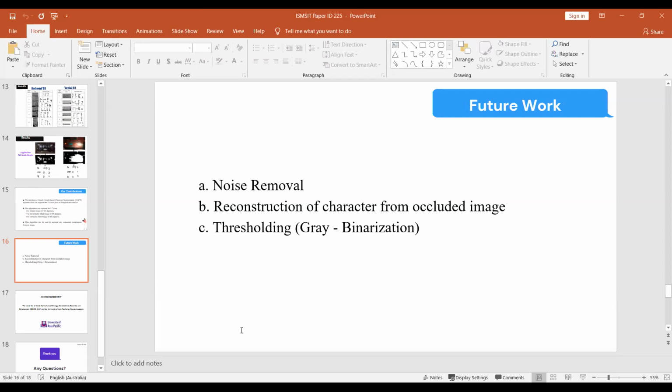Then second, if any character is broken due to poor image quality, our algorithm will fail there. It will identify one character as two, maybe. So we have planned to improve that. And the third one is, during the binarization process, we used an adaptive threshold. So we will investigate there and put in some extra effort so that we can improve the segmentation for blurry images.